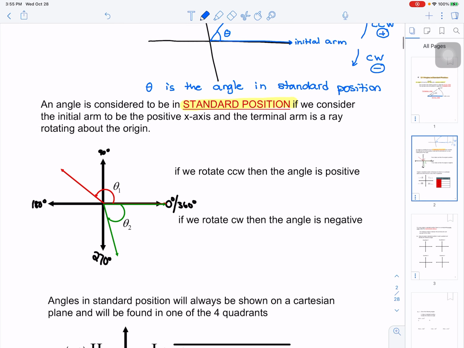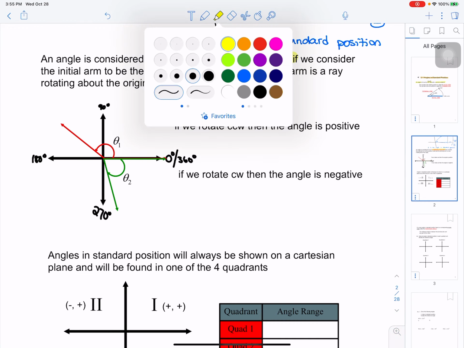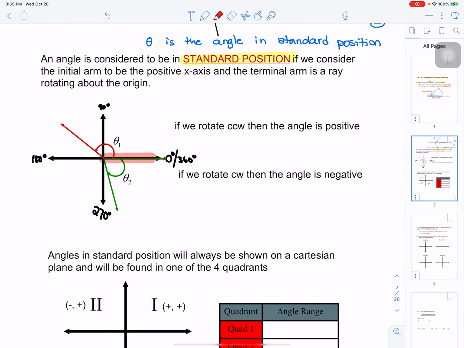Okay. So again, if we rotate counterclockwise, the angle is positive. For example, the red angle that they start with, here's the red that starts my initial arm. I rotate in a counterclockwise direction, which means I'm rotating in a positive angle direction. I end off at my terminal arm. So this angle that's formed is theta 1, and angle theta 1 is the positive angle.